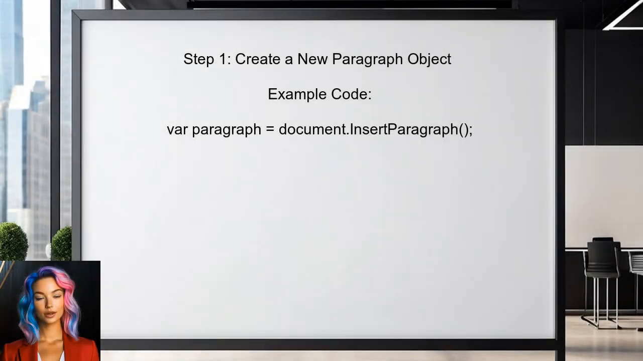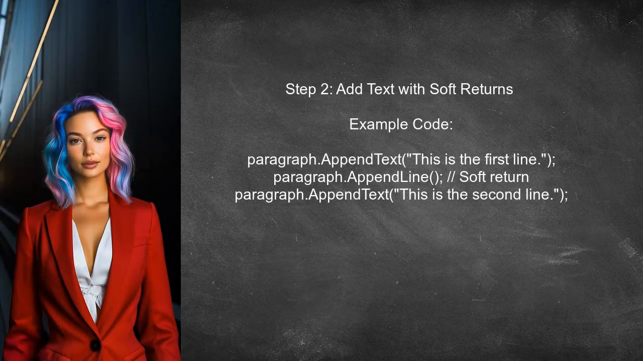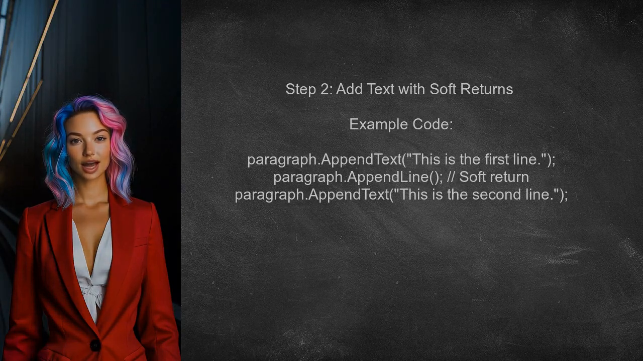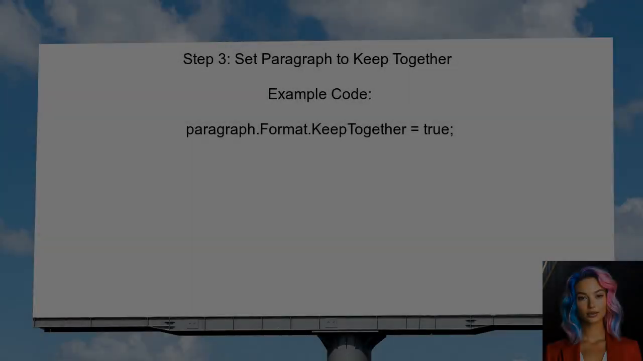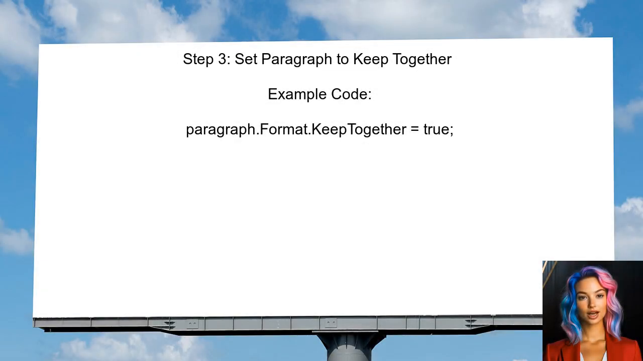To add soft returns within paragraphs using the Novacode Docx library, the user should first create a new paragraph object. This will serve as the foundation for adding text and formatting. Next, the user can add text to the paragraph. To insert a soft return, they need to use the appropriate method provided by the Novacode library. After adding the desired text and soft returns, the user should ensure that the paragraph is set to keep together at page breaks. This is crucial for maintaining the layout.